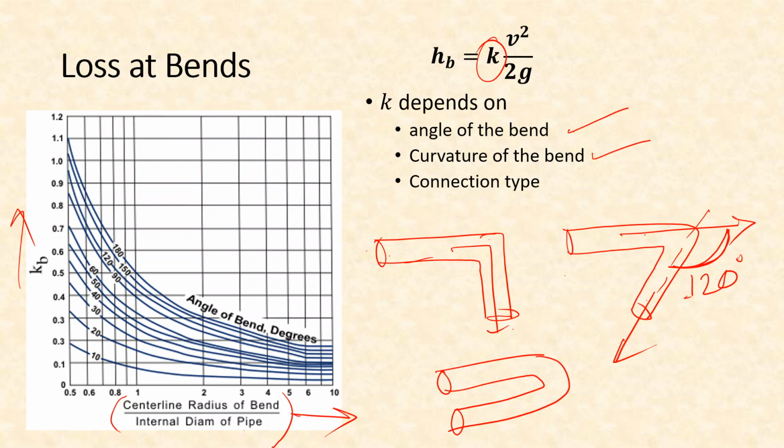So if the angle of the bend increases, then the KB value will also increase. And therefore, to show different values of these angles, there are different curves. That is, this topmost curve is for 180-degree bend, which is this bend, and for this the value of KB will be highest. And for a 10-degree bend, which is the lowest curve, the value of KB is in a very small range.